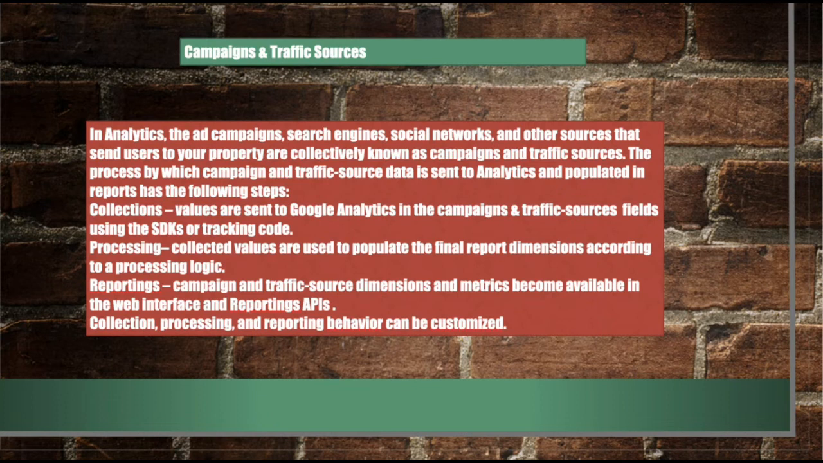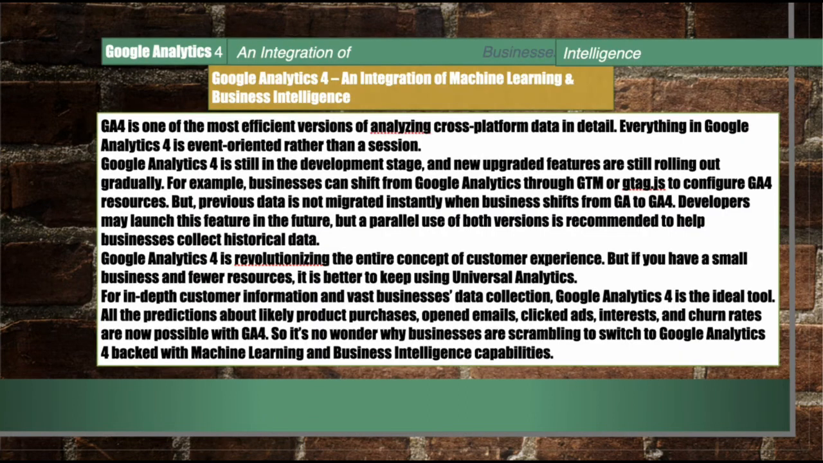In collection, the values are sent to Google Analytics in the campaigns and traffic sources fields using the SDKs or tracking code. In processing, collected values are used to populate the final report dimensions according to a processing logic. In reporting, campaign and traffic source dimensions and metrics become available in the web interface and reporting APIs. Collection, processing, and reporting behavior can be customized.